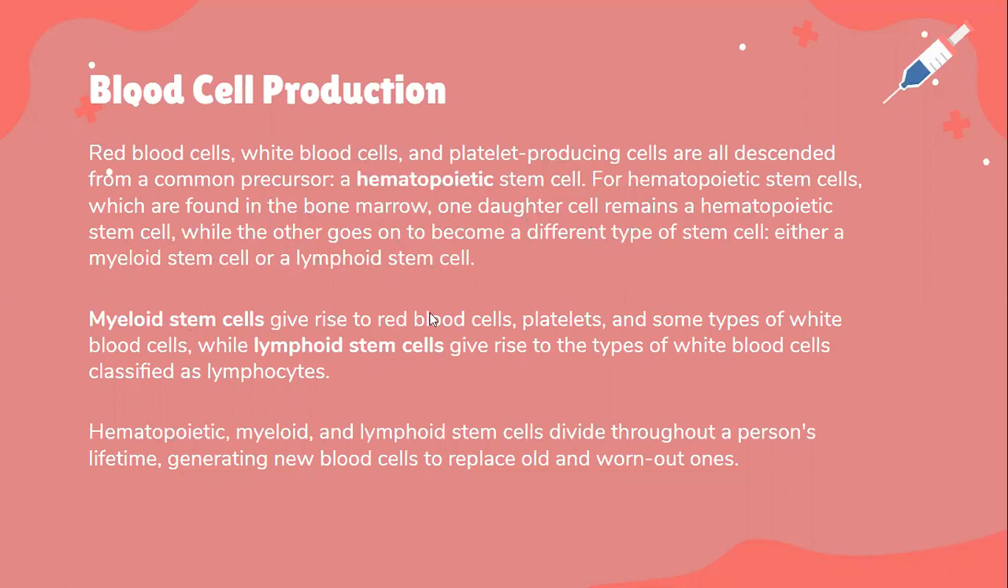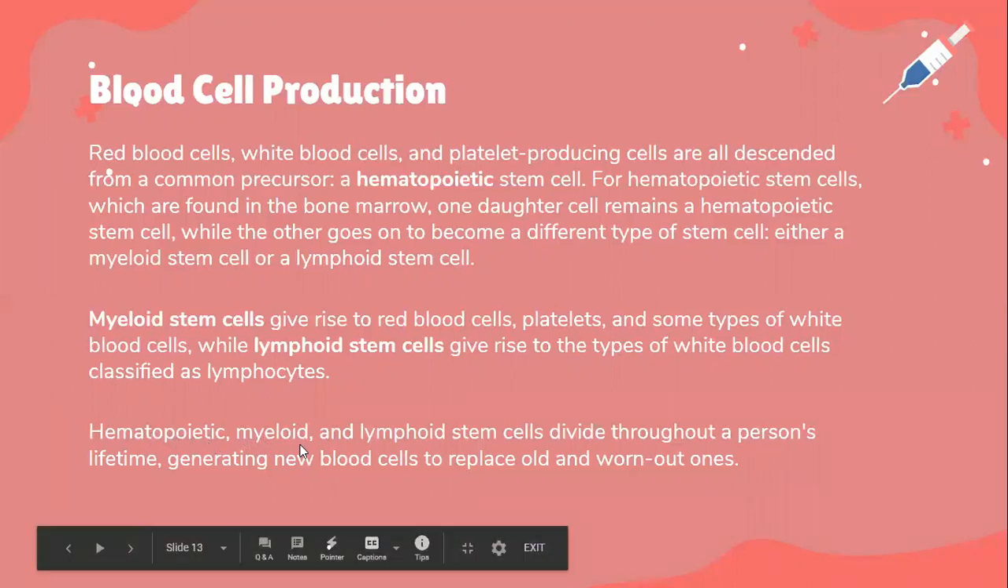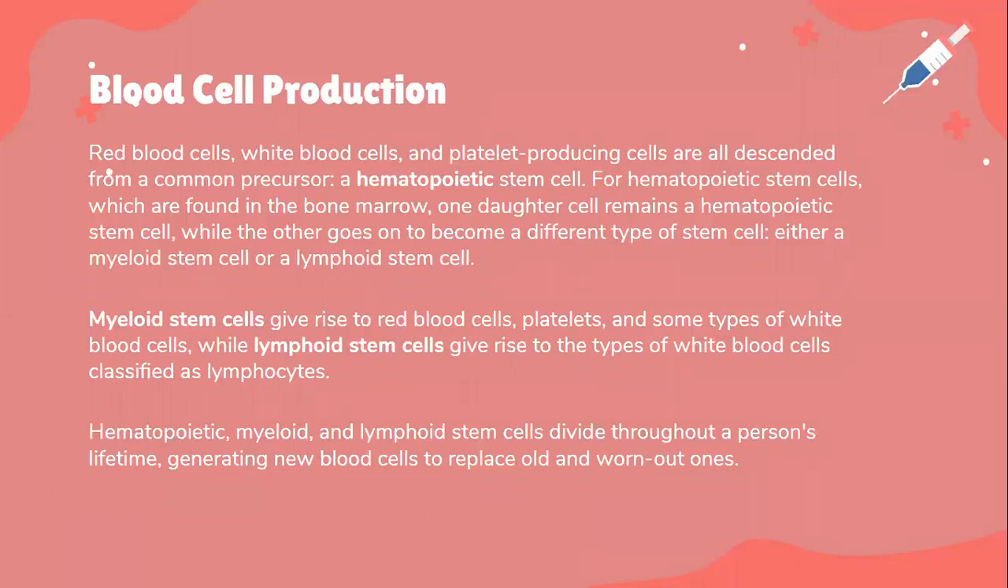Myeloid stem cells give rise to red blood cells, platelets, and some types of white blood cells, while lymphoid stem cells give rise to types of white blood cells classified as lymphocytes. And that's a big part of your lymph system, your lymph nodes and all of that. Hematopoietic, myeloid, and lymphoid stem cells divide throughout a person's lifetime, which generates new blood cells to replace old and worn out ones. That's how your blood replaces itself. Kind of cool, because you wouldn't think it'd be produced inside your bones, but it is.